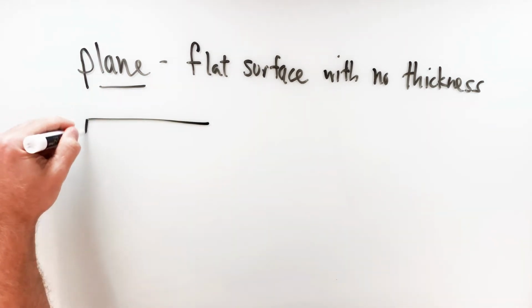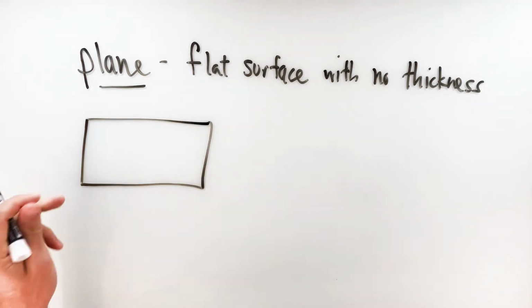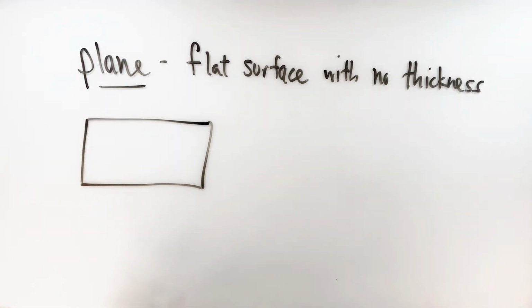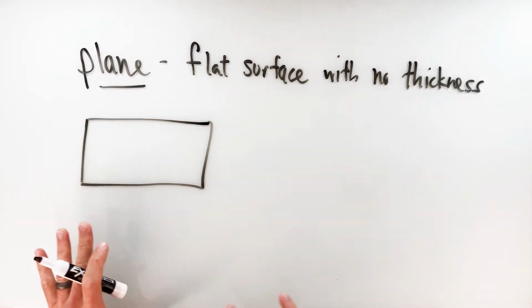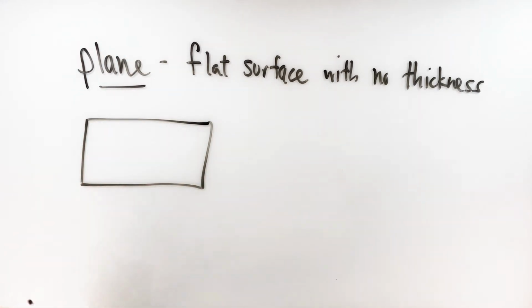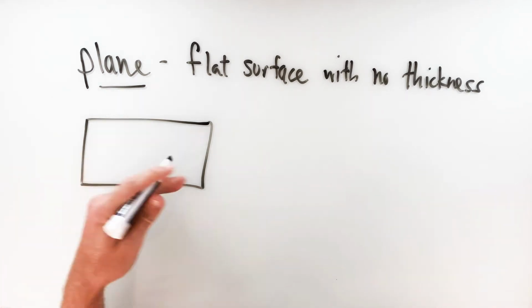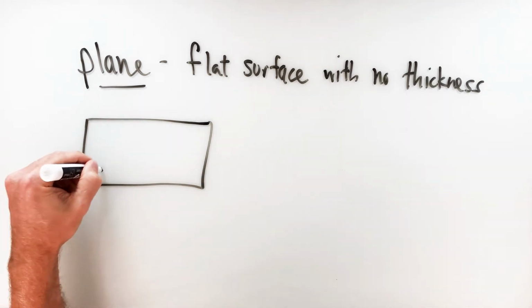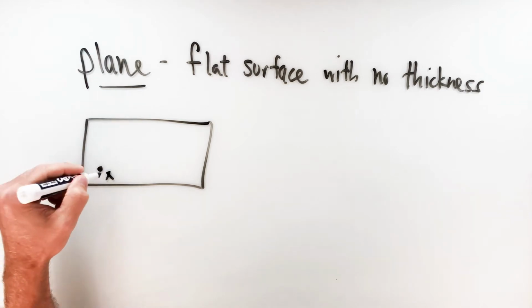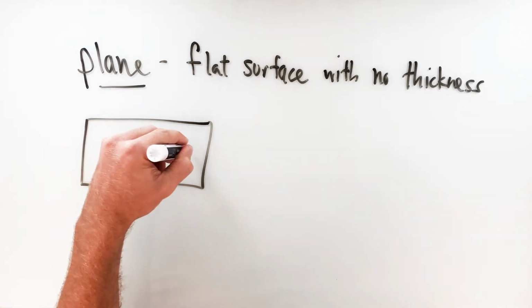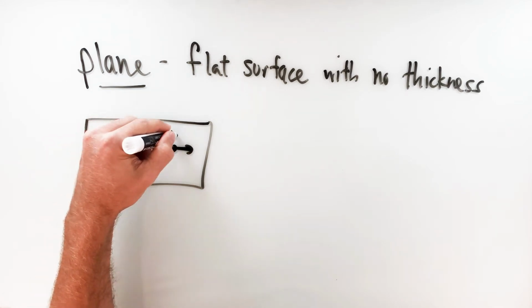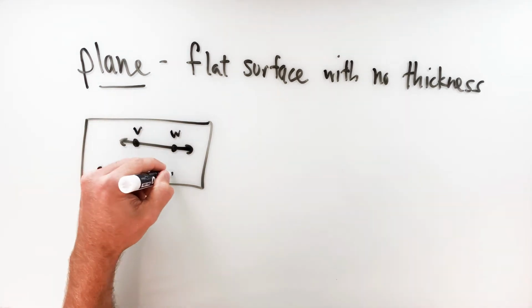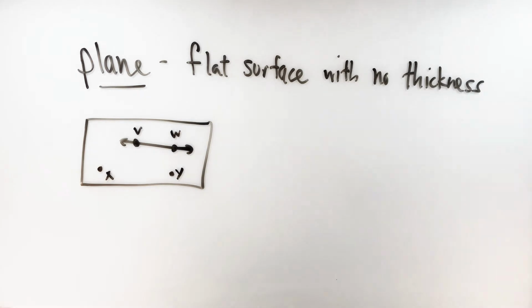Because we're drawing on a 2-dimensional board here, we'll just use a 4-sided figure to denote a plane, but really this plane, just like my board of glass, if it continued to go on forever, it would be flat forever, infinitely. And inside of a plane, you can contain many different points and lines. So maybe there's a point X right there. Here's a line, call it BW, maybe another point down here, a Y. So a plane can contain many different points and lines.